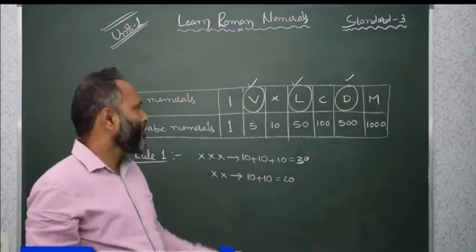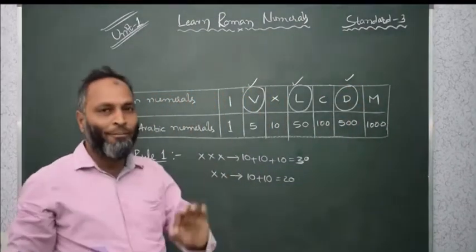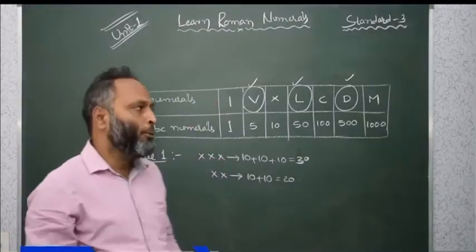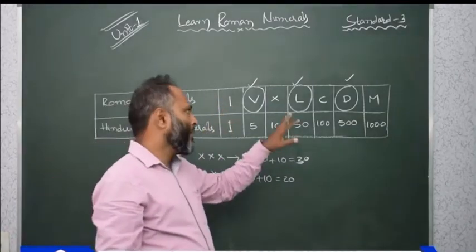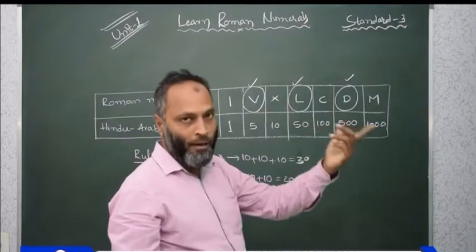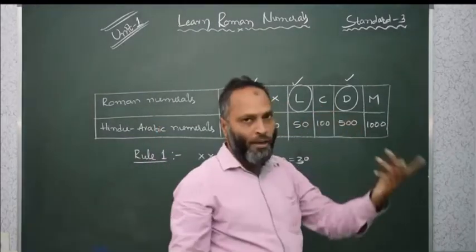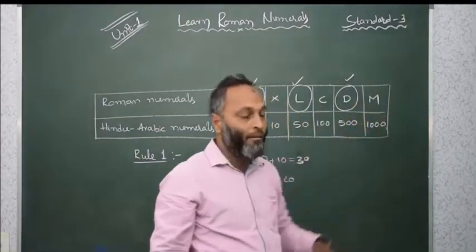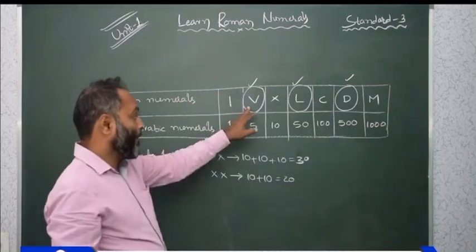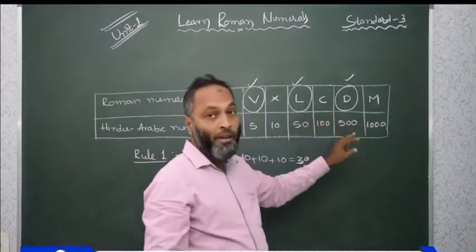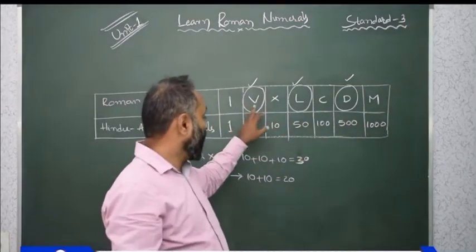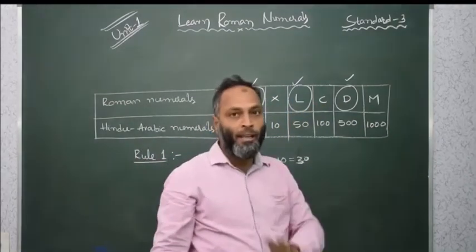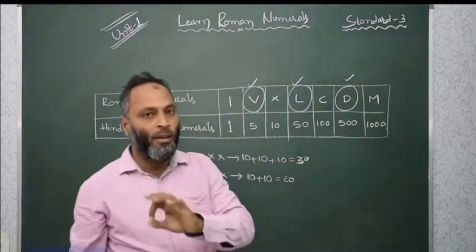These 3 Roman numerals never repeat. Other than these Roman numerals, 1 will repeat, 10 will repeat, 100 will repeat, 1000 will repeat. But 5, 50 and 500, it means V, L and D, these letters in Roman numerals never repeat.